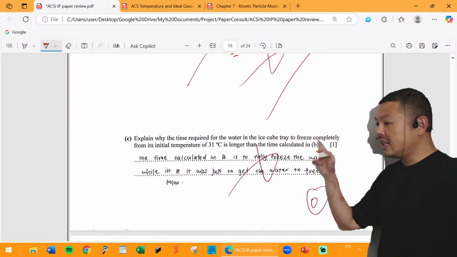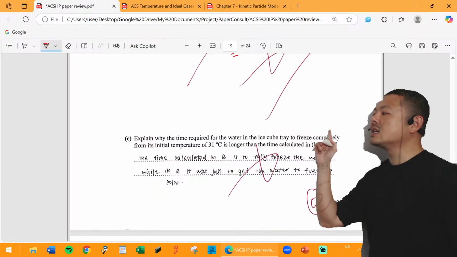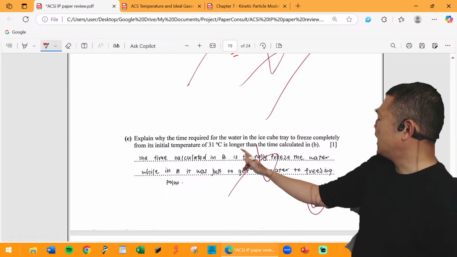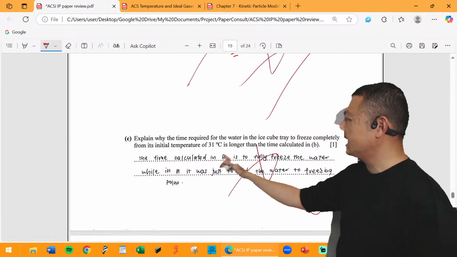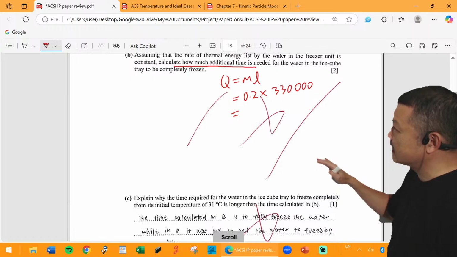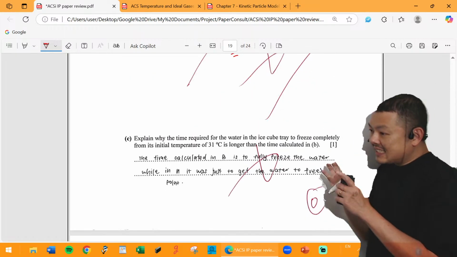Okay, this is a good question. Why is the time required for the water in the ice cube tray to freeze completely from its initial temperature of 31 degrees Celsius longer than the time calculated in part B? Okay, so the thing is this.